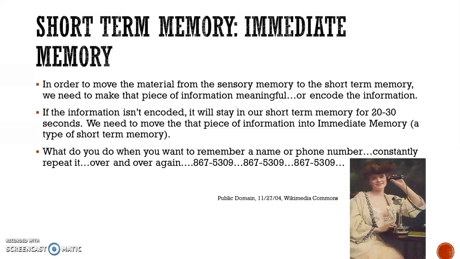Now, in order to move the material from the sensory memory, that's when you're sitting around and being bombarded, to the short-term memory, we need to make that piece of information meaningful. We have to encode the information. Now, if the information isn't encoded, it will stay in our short-term memory for about 20 to 30 seconds, and then it's gone, lost forever. And we need to move that piece of information into immediate memory, which is a type of short-term memory.